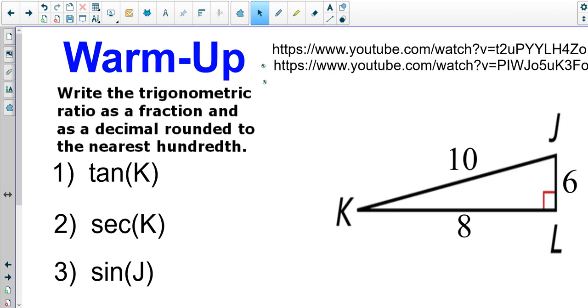Welcome to Essential Standard 6, lesson number 4. This is the second day of trigonometric ratios. Today we are going to be solving for a missing side.